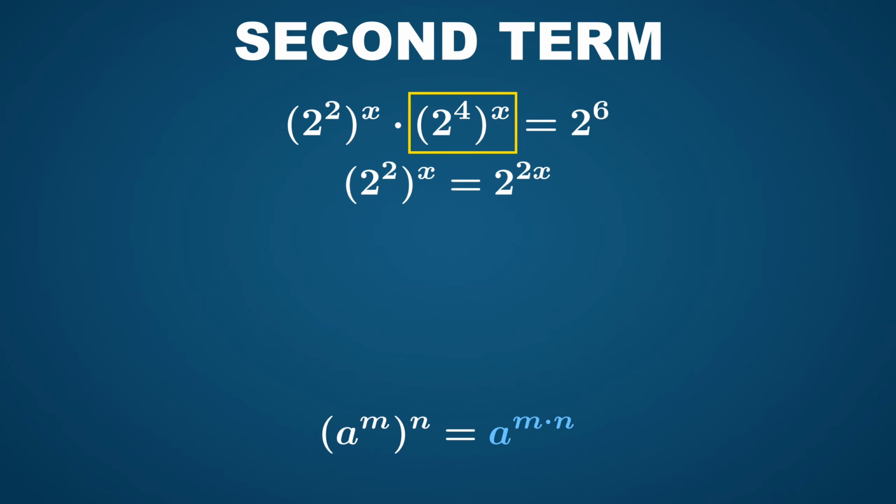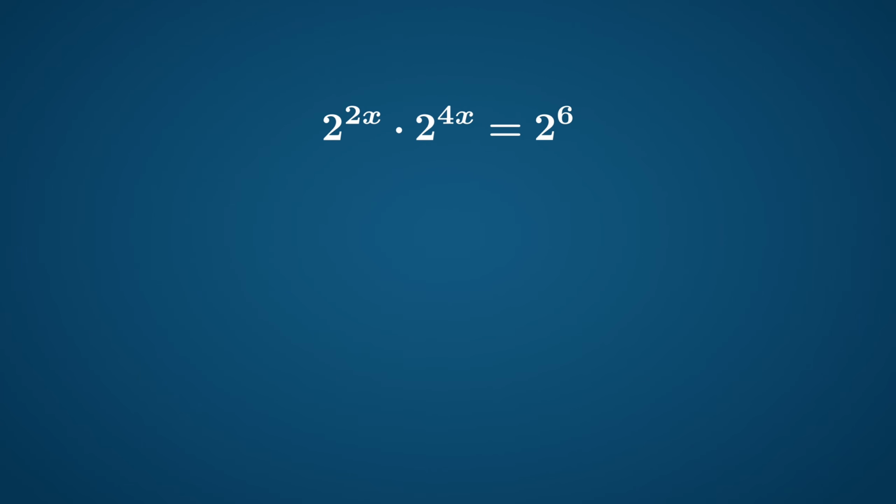We will now apply this exact same rule to our second term. We have the base of 2 raised directly to the 4th power. This quantity is also raised entirely to the power of x. We multiply the exponent 4 by the variable exponent x. This results in a new exponent of exactly 4 times x. The second term simplifies to 2 raised to the power of 4x.